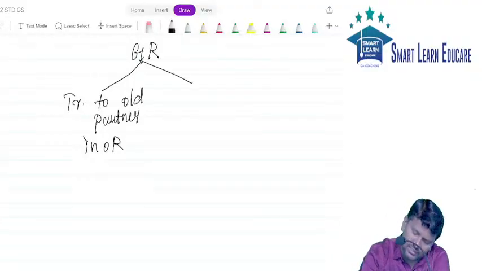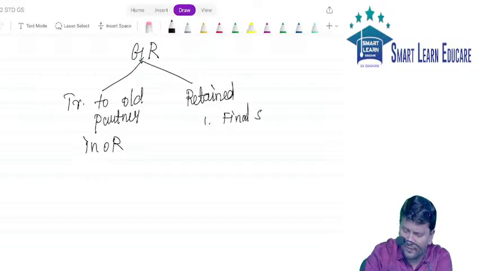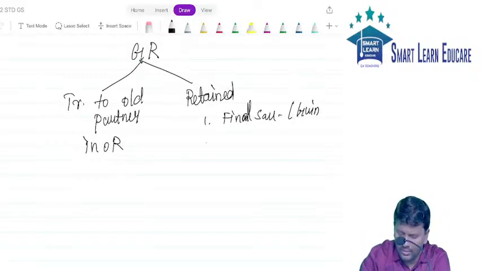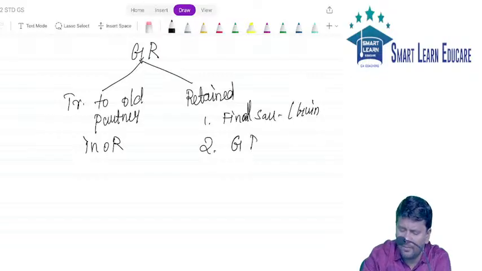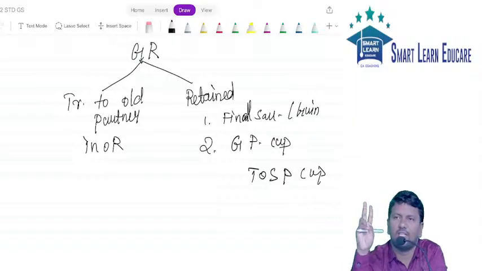But if the question says the general reserve is to be retained, we have two steps. First step, find the sacrifice or gain of each partner. Who is sacrificing and who is gaining, we should see. Second step, pass the journal entry. What is the journal entry? Gaining partners' capital account debit to sacrificing partners, in what ratio? Sacrificing ratio. So just two things that you should remember.